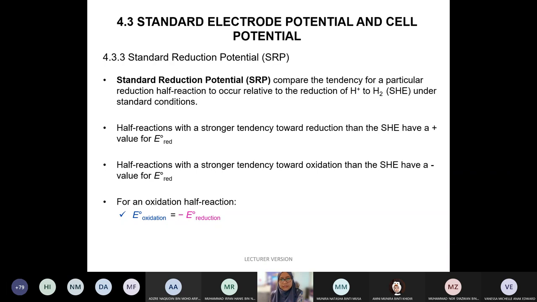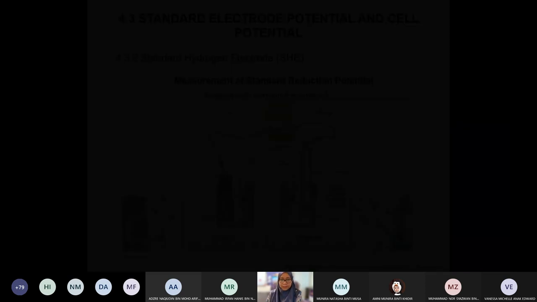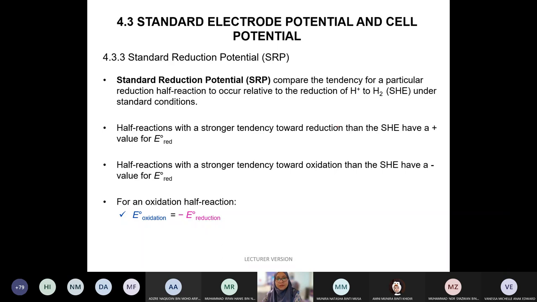So, how do we decide which of these species prefers oxidation? Okay, and then one more thing guys. This is measured in terms of standard reduction potential. Okay, yang value ni adalah based on standard reduction potential. Kebolehan untuk reduce. Okay, alright.